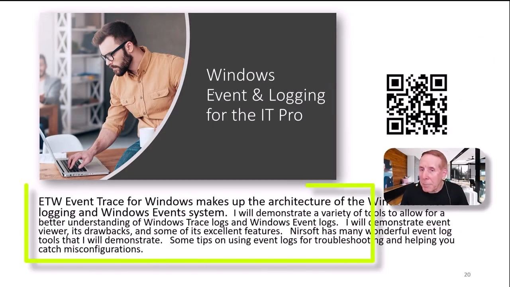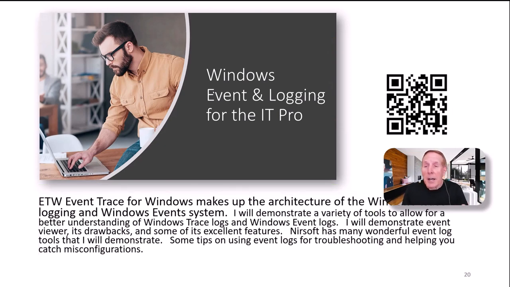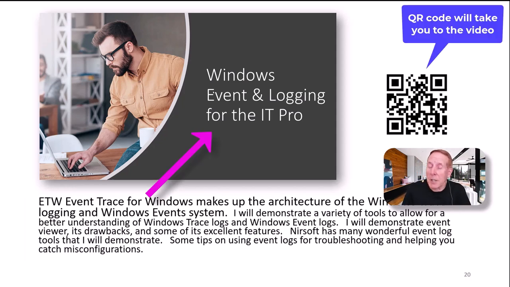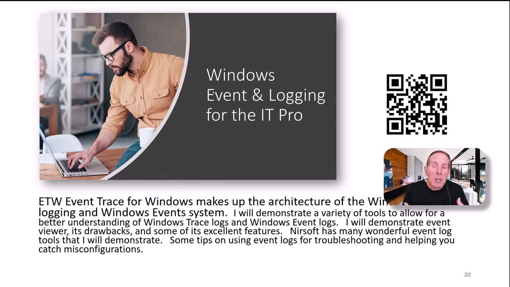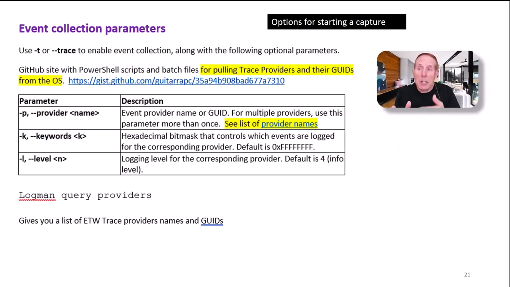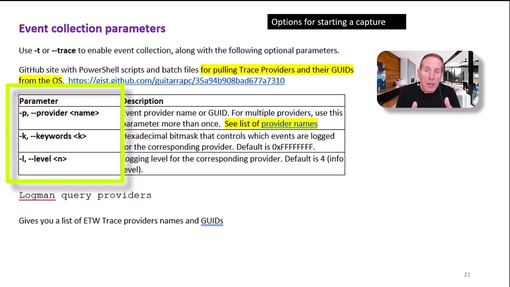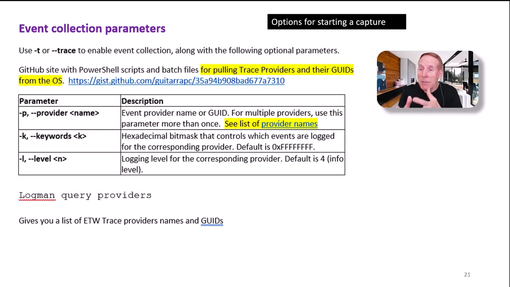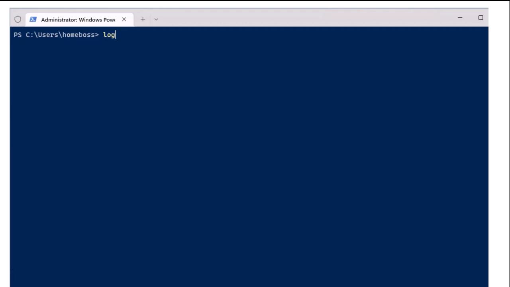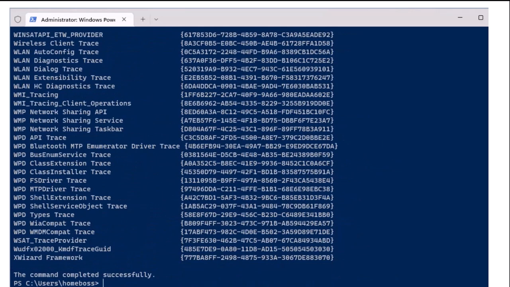Packet Monitor also allows developers to take advantage of event traces. Now, if you're not familiar with event traces and event logging, I just finished this video, Windows Event and Logging for the IT Pro, and I really went into the Event Tracing for Windows architecture, talking a little bit about event tracing and a lot about event log. So if you're not familiar, you want to go back and take a look at that. So with the dash t, you can do event traces. You'll want to add the dash p for the provider name. That can be a provider name or a GUID, and then keywords and level. If you want to pull up a list of event trace provider names and GUIDs, you can just type in at PowerShell, logman query providers, and it'll pull it right up.